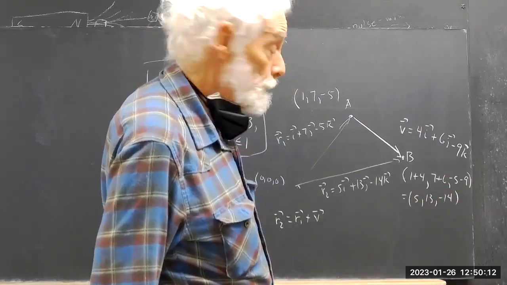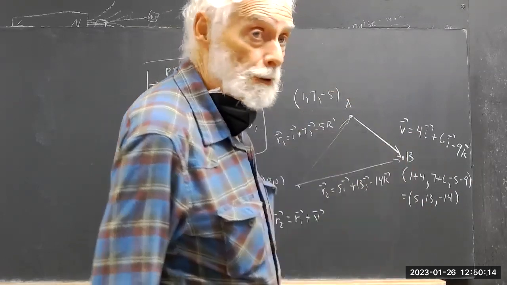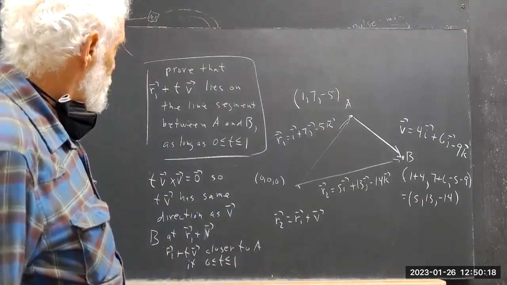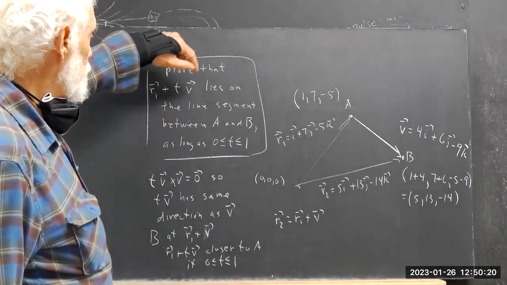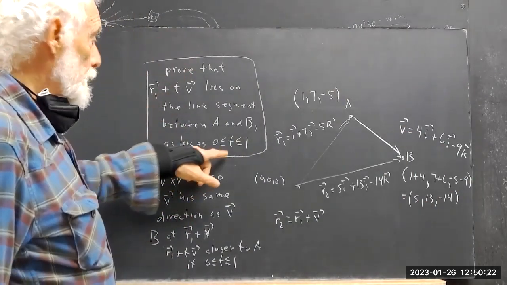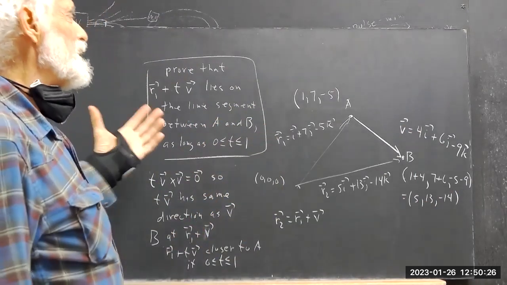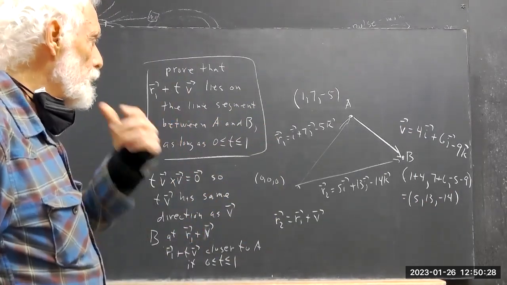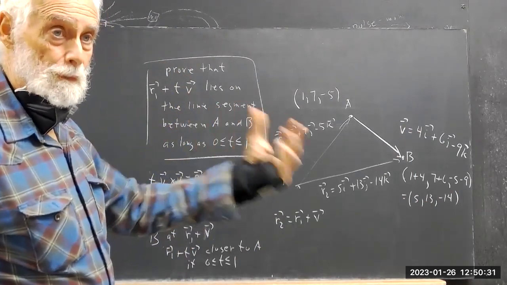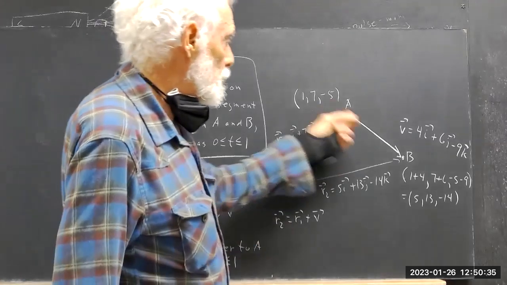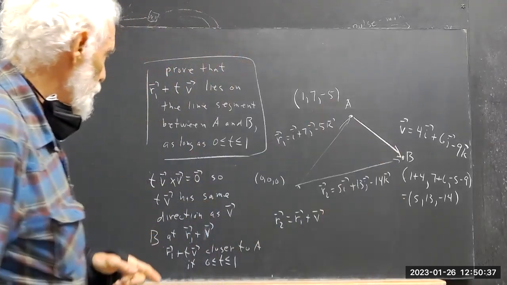So there is a straight line from here to here, and we can describe that line. Say we prove that R1 plus tV lies in the line segment between A and B, as long as t is between 0 and 1. It's really hard to achieve a proof until we define what a line is, so we're going to do that in a minute.